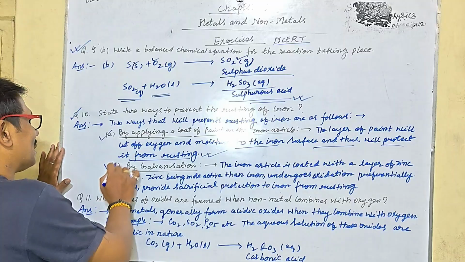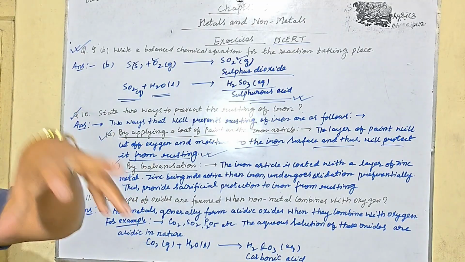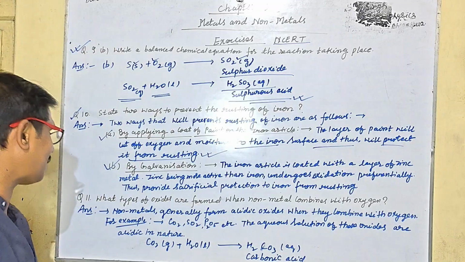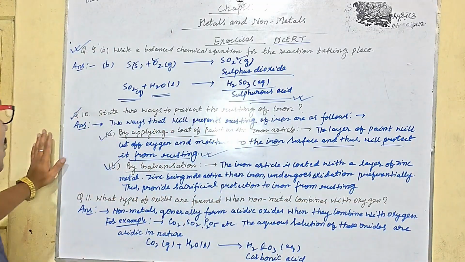The second one is galvanization. The iron article is coated with a layer of zinc. That process is called galvanization. So the iron article is coated with a layer of zinc metal.